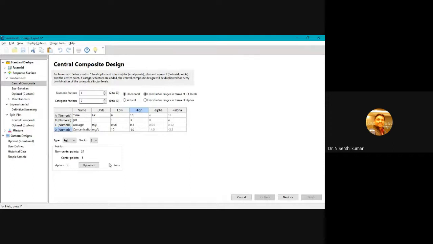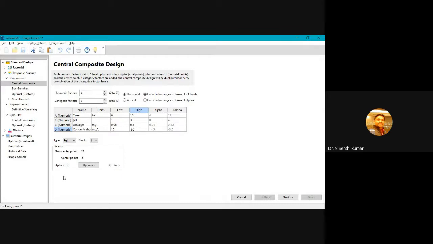Okay, here you can see 30 experiments. Okay, in the below you can see type full, block 1 points. Non-center points are 24, center points are 6. That is what we are speaking about, the cube. Okay, depending upon the number of factors, this cube will tend to change. Then alpha value 2, that I will tell, this is called rotatability. In which direction we have to search towards the optimality. Right? If we are going to reduce, then we are narrowing down.